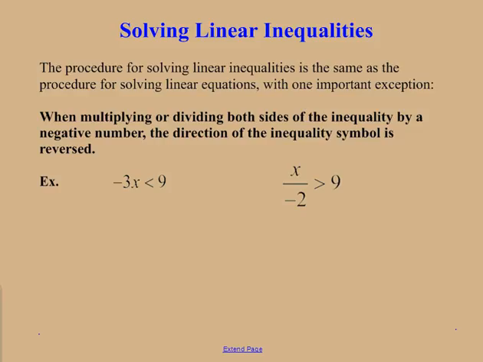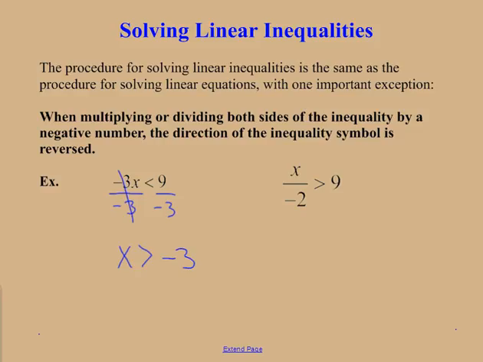So in our first example here, we have -3x is less than 9. To solve for x, I would divide by -3 on both sides of the inequality. On the left side, the -3's would cancel out, leaving me with just x. On the right side, 9 divided by -3 is -3. But since I divided both sides of the inequality by -3, I need to flip the inequality symbol. So what was less than is going to become greater than. So the solution set for the inequality is x is greater than -3.